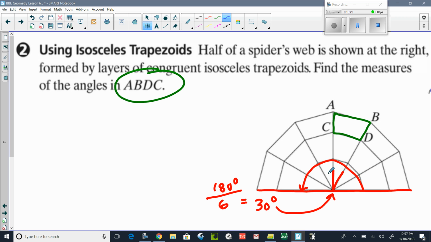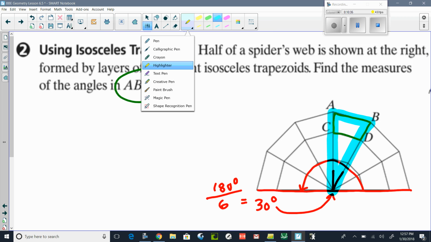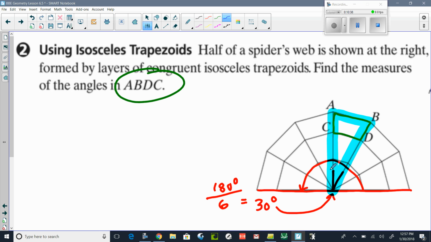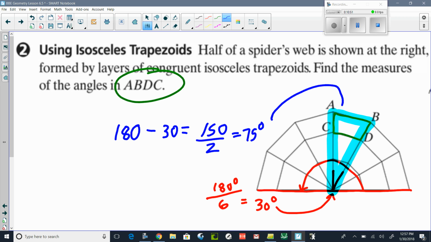Now, if I focus on this triangle as a whole, there's 180 degrees in a triangle. We know one of them is 30 degrees. This triangle would be isosceles. So we could take 180 degrees minus 30 degrees for a total of 150. We divide that by 2 and we get 75 degrees. 75 degrees is going to be each one of these base angles. So the measure of angle A and the measure of angle B are both 75 degrees.